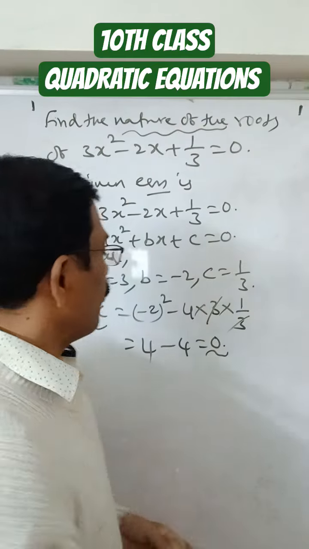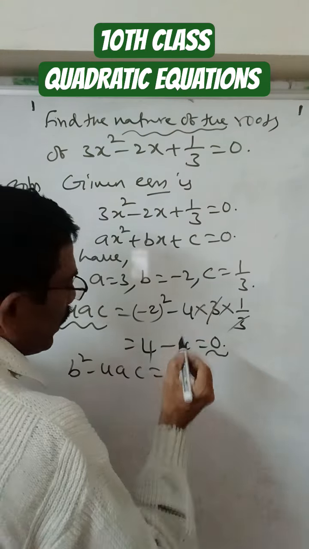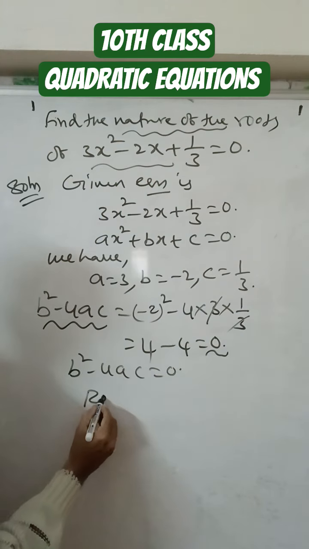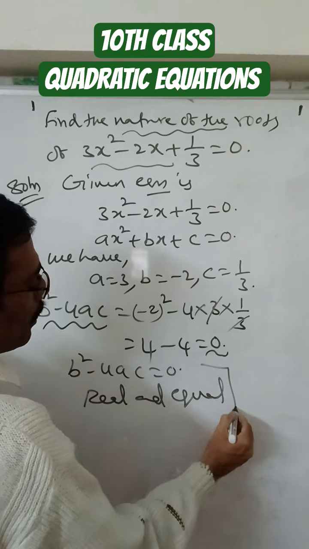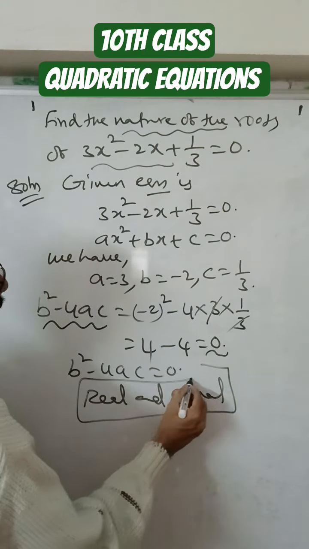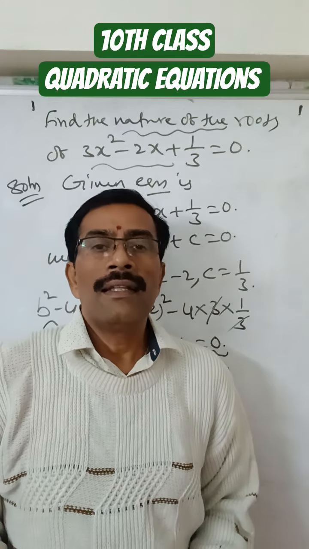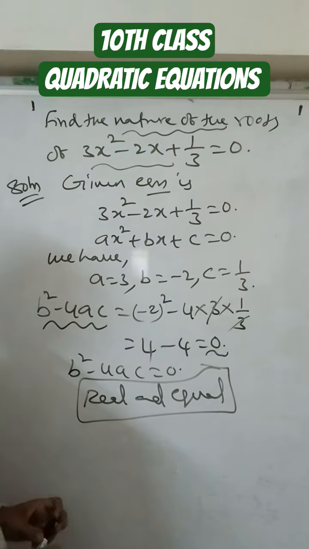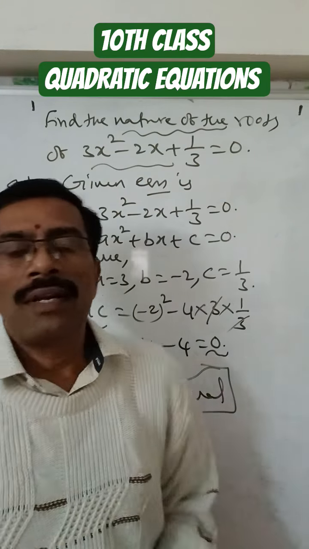Understand? So, if b square minus 4ac is equal to 0, then the roots of the given equation are real and equal. Therefore, the nature of the roots of this equation are real and equal.